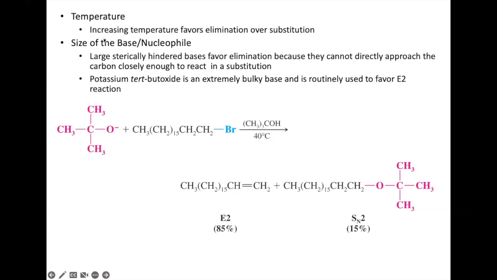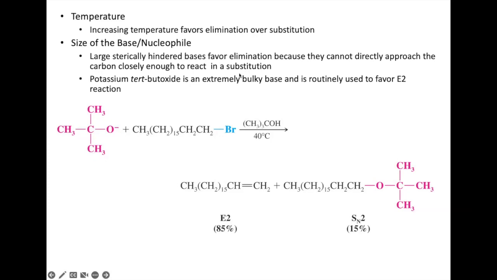Okay, so another case, so again, temperature, increasing the temperature favors elimination over substitution. Next factor will be the size of the base or nucleophile. So large sterically hindered bases will favor elimination rather than substitution.